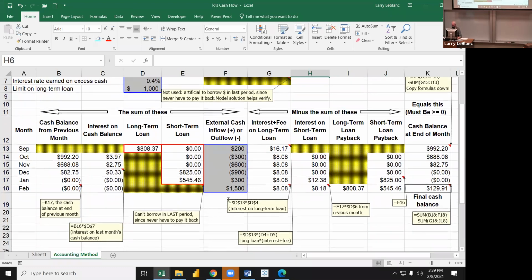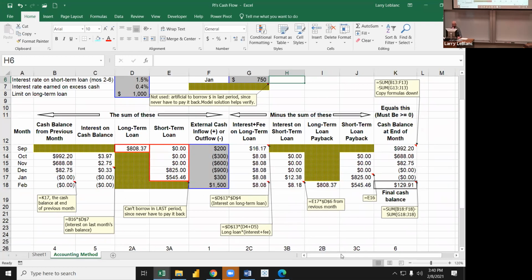I would like to review this section, rows 11 through 20, column by column by column. And then go through it row by row by row.